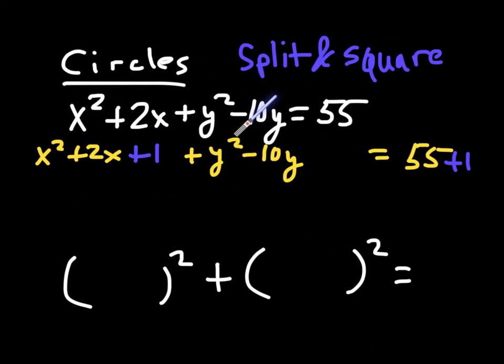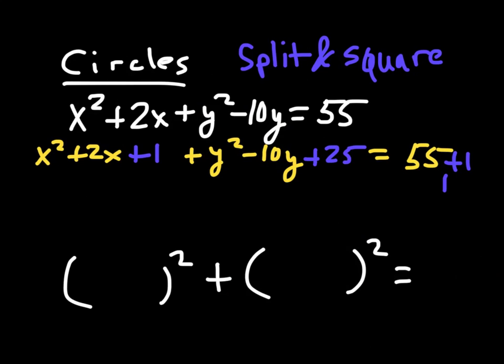We're going to do the same thing over here with this negative 10. We're going to split it. Negative 10 split in half is negative 5. What's negative 5 squared? Split and square. Negative 5 is the split. Square it. Negative 5 squared is negative 5 times negative 5, which is positive 25.